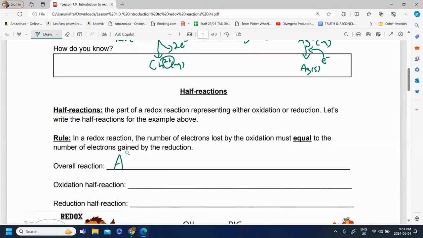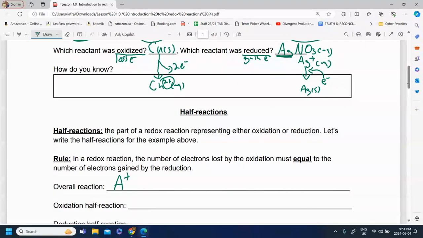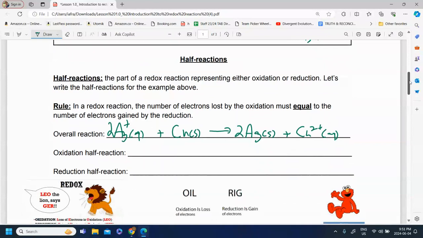So we're going to do the Ag. What was our net ionic? Let's go back up here to our example. It was 2Ag+ aqueous plus Cu solid produces 2Ag solid plus Cu2+ aqueous. Now we're going to take the oxidation part.